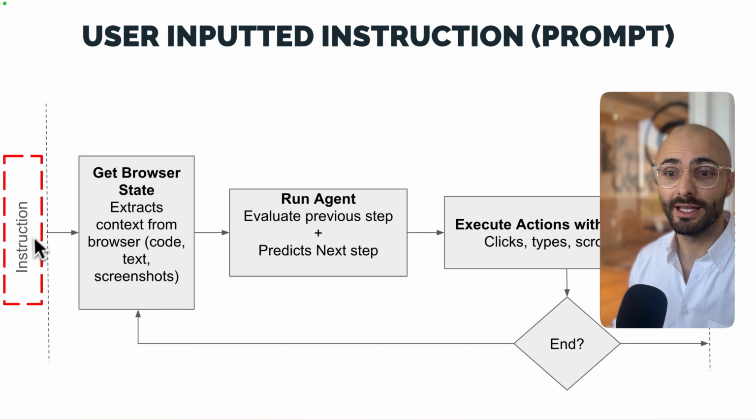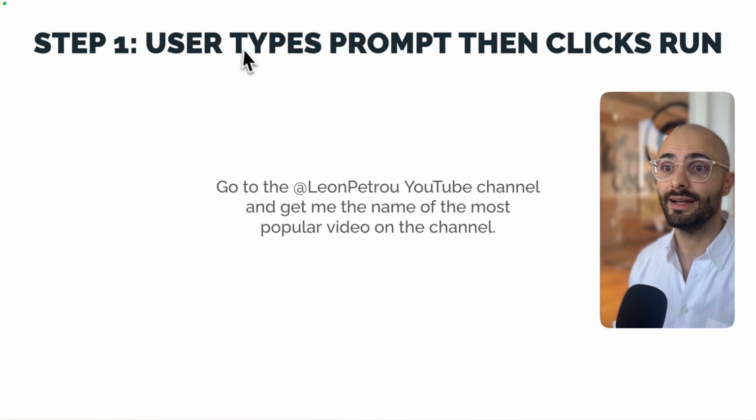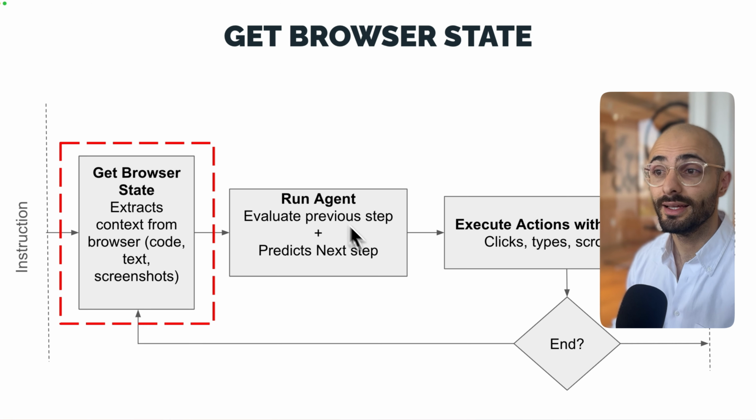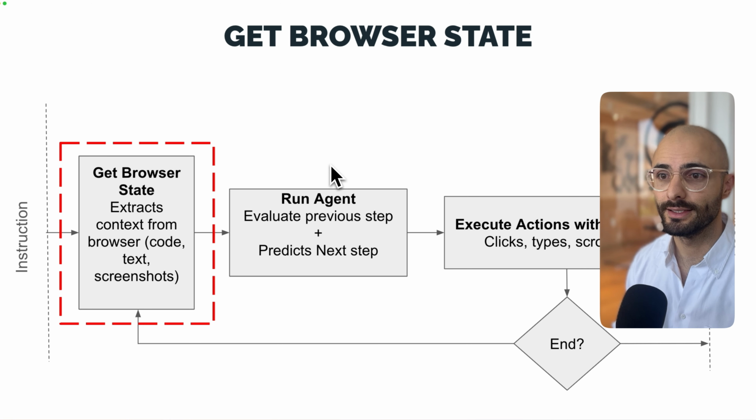We'll start right in the beginning, which is the instruction. And that is basically when the user types a prompt and then clicks run. Okay, so in our case, it was: go to the Leon Petrie YouTube channel and get me the name of the most popular video on the channel. This could be any instruction that you would usually do as a human and execute within your browser. As long as you provide enough details and information in the prompt, it will be able to navigate and execute that task.